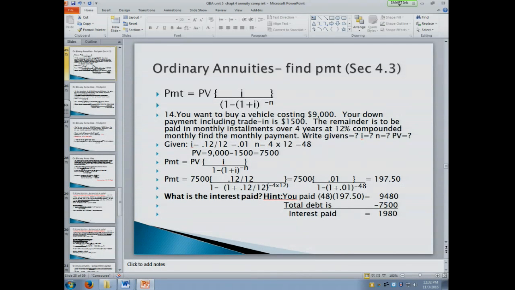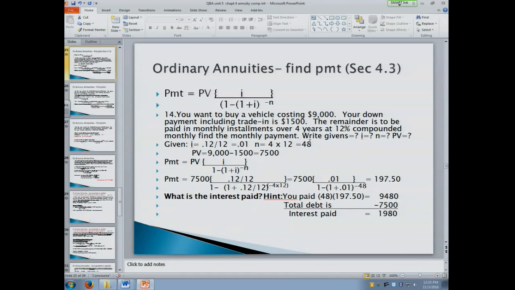Section 4.3, we're looking for payments. What is the payment? You want to buy a vehicle costing $9,000. Your down payment, including trade-in, is $1,500. The remainder is to be paid in monthly installments over 4 years at 12% compounded monthly. Find the monthly payment. You write the givens. Okay? Interest is 12% divided by 12 because you're doing it monthly, or 0.01. How many total payments? Well, for 4 years times 12 months, you're going to make 48 payments.